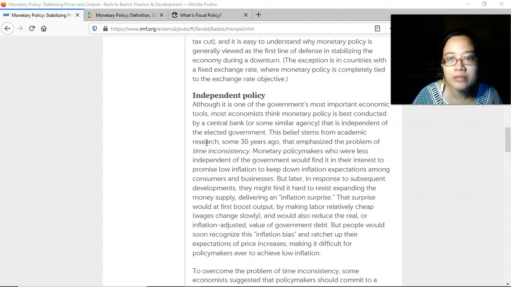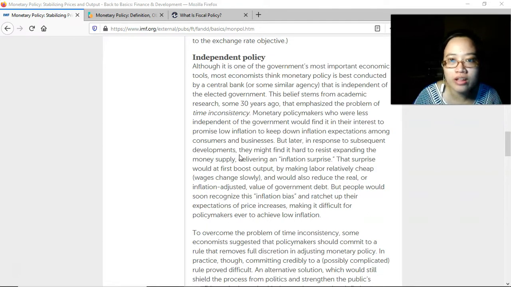This belief stems from academic research some 30 years ago that emphasized the problem of time inconsistency. Monetary policymakers who were less independent of the government would find it in their interest to promise low inflation to keep down inflation expectations among consumers and businesses. But later, in response to subsequent developments, they might find it hard to resist expanding the money supply, delivering an inflation surprise. That surprise would at first boost output by making labor relatively cheap, since wages change slowly, and would also reduce the real or inflation-adjusted value of government debt.